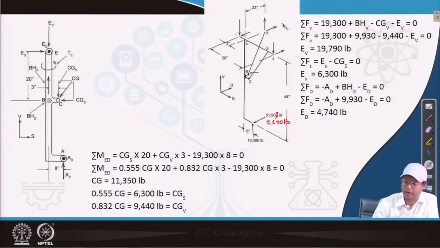Components will be from the vertical force 19300 pound, which is 8 inch apart, and we will have components at this point as CGS as well as CGV, which is also shown here. CGV is 3 inch apart. If you look at the other drawings in the previous case, this is a 3 inch distance from the center line to this point, and the 20 inch is as mentioned here. Sorry, this 3 inch is already mentioned here.